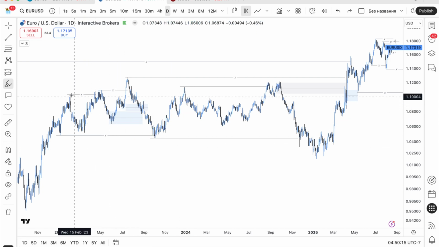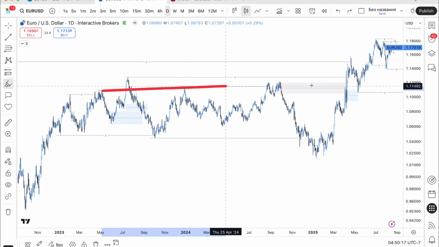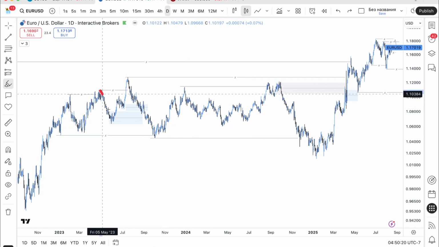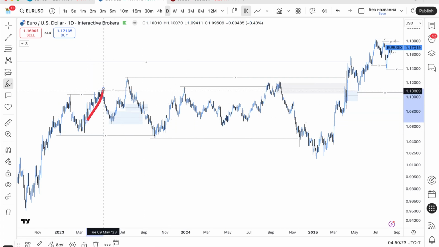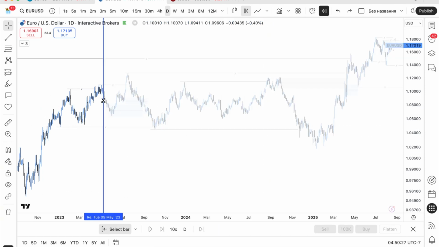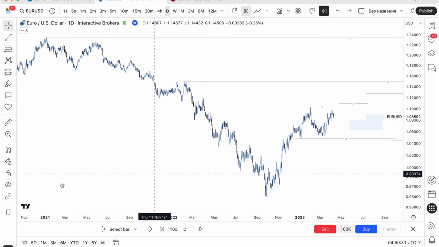If price took out this daily high, let's picture that all this wasn't even here, all this wasn't created here, and price just took out this high. Let's just pretend that. Let's even do this here just so you guys can see, something like this. So notice what's happening here.